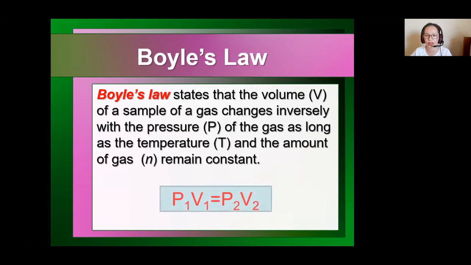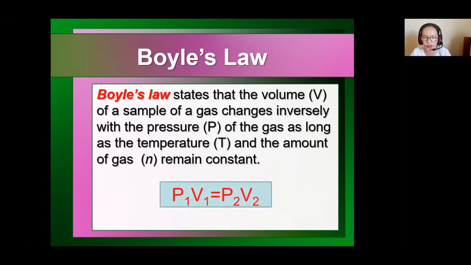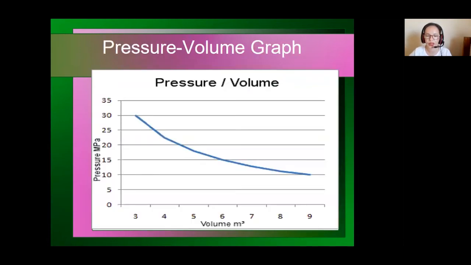The mathematical equation for Boyle's law is P1 V1 equals P2 V2. So for two conditions, initial and final. P1 is the initial pressure, V1 is the initial volume, P2 is the final pressure, and V2 is the final volume. This is how graphically the pressure and volume relationship is described.